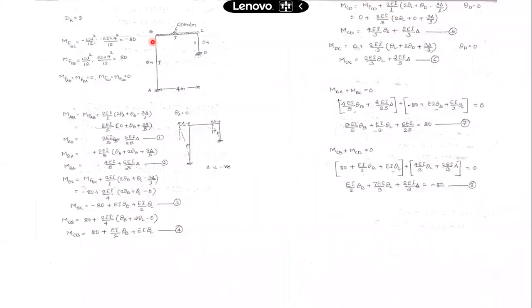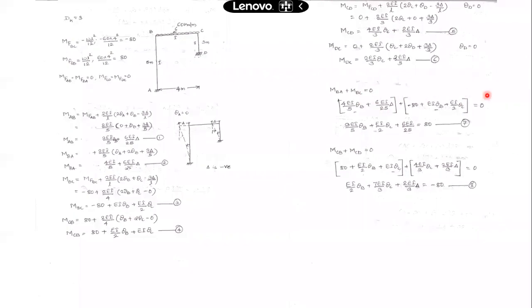So one condition of equilibrium I'll apply at joint B, which tells me MBA plus MBC is equal to 0. Okay, so I'll take this MBA, it is here. So MBA is 4 EI by 5 plus 6 EI by 25 into delta. This is MBA plus MBC here from the third slope deflection equation. Plus MBC, which is minus 80 plus EI into theta B plus EI by 2 into theta C.